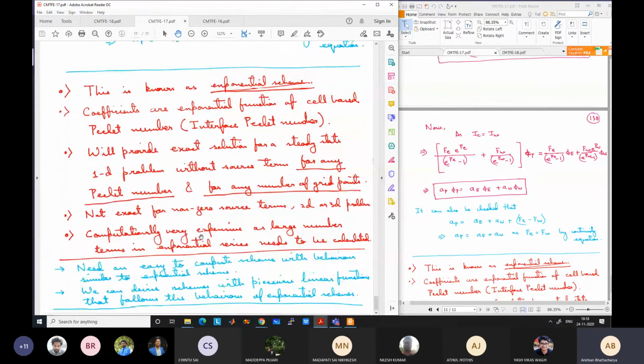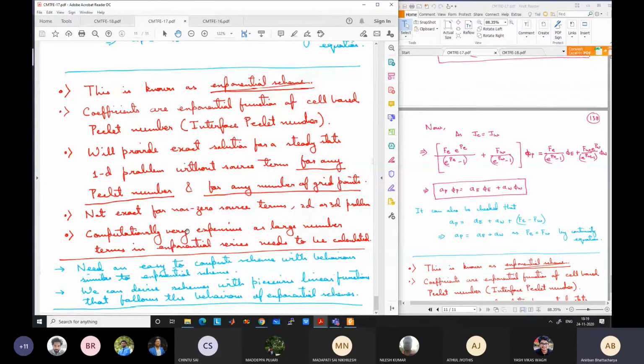And what was the main drawback of this scheme? This is very accurate, 100% accurate, meaning there is no error at all. Even if the number of grid points is very less, even if we take 3 grid points, it will still be 100% accurate if the problem is a simple 1D convection diffusion problem and I use the exponential scheme. If it is a more complex problem, like a 2D or 3D problem, it will not be 100% accurate, but still the accuracy will be very high.